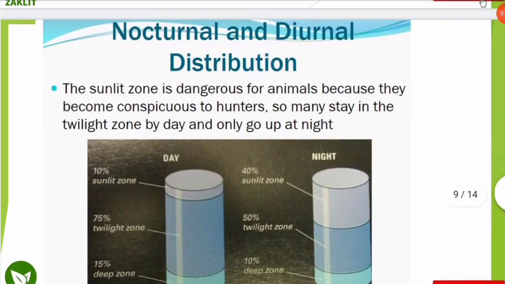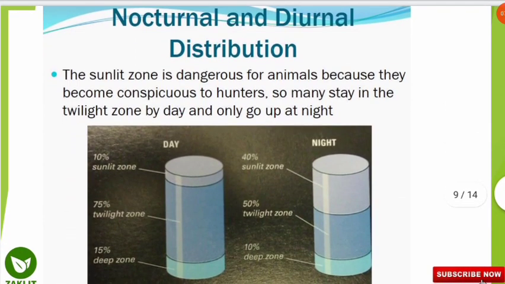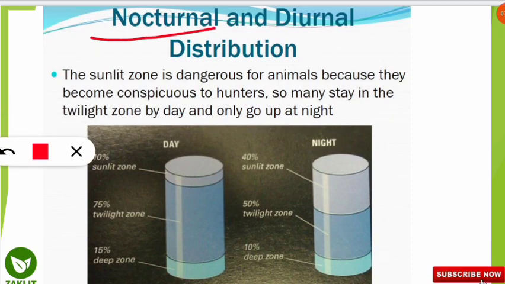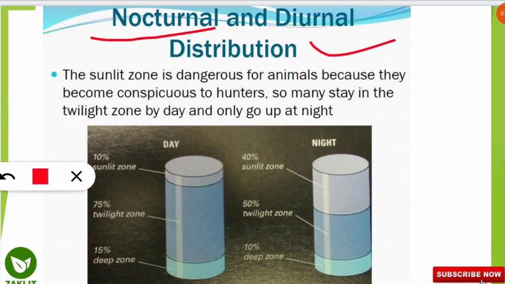Here we will learn about nocturnal and diurnal distribution. Nocturnal means the organisms which are active during the night. Diurnal distribution means the organisms which are active in the daytime. The sunlit zone is dangerous for animals because they become conspicuous to hunters. Since light is present in the sunlit zone, predators can find their way, and it is dangerous for small organisms because they are easily seen by the predator and caught.